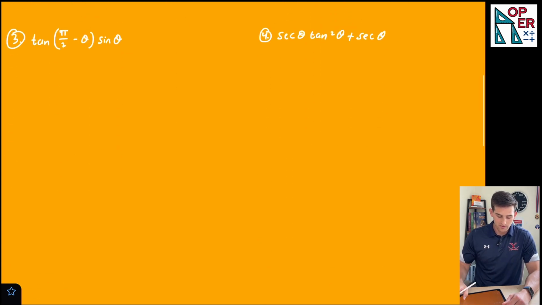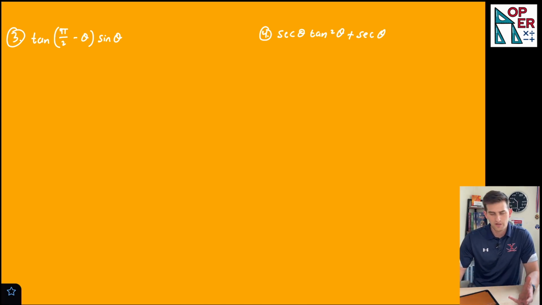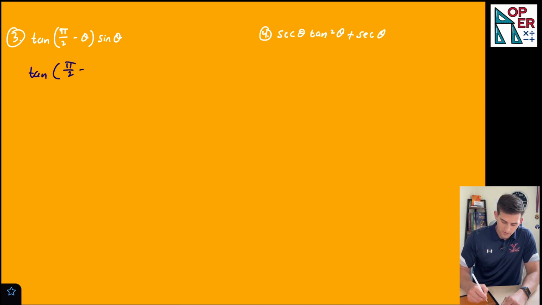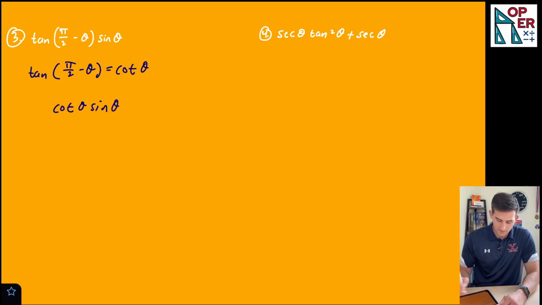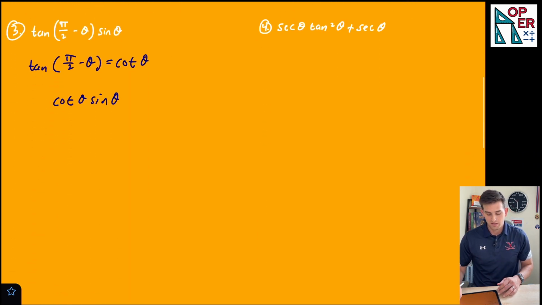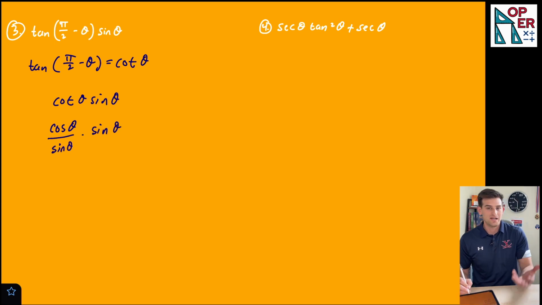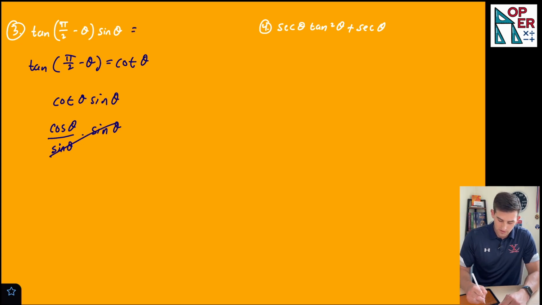All right. Number three, we have tangent of pi over 2 minus theta, and then times sine of theta. Well, one of our identities tells us that tangent of pi over 2 minus theta is equal to cotangent of theta. So now we could rewrite this as cotangent of theta times sine of theta. And we just saw on number two that cotangent of theta is equal to cosine of theta over sine of theta. So now we could say cosine theta over sine theta times sine theta. Our sine thetas will cancel out there. So this one would be equal to just cosine of theta.